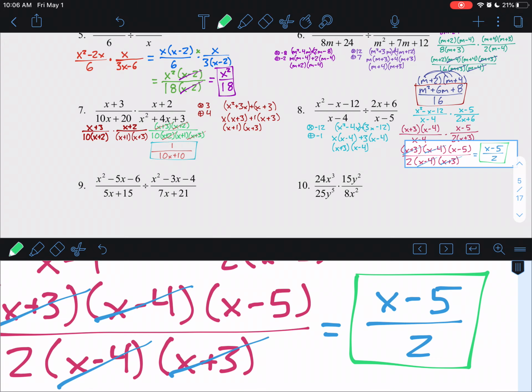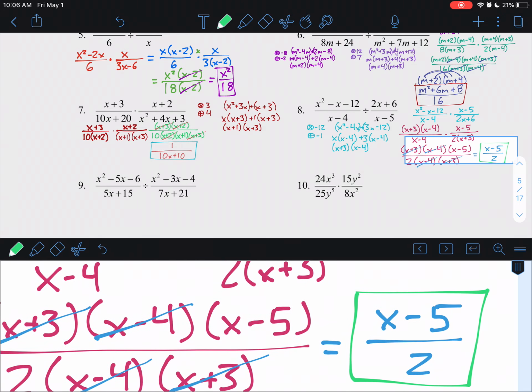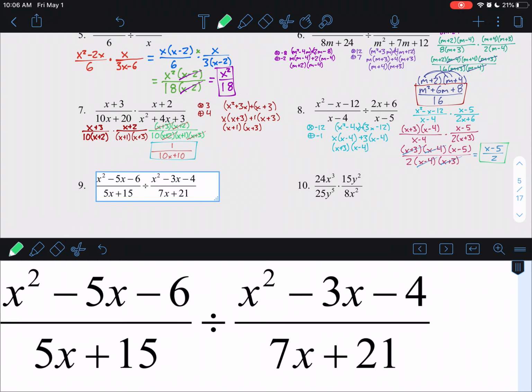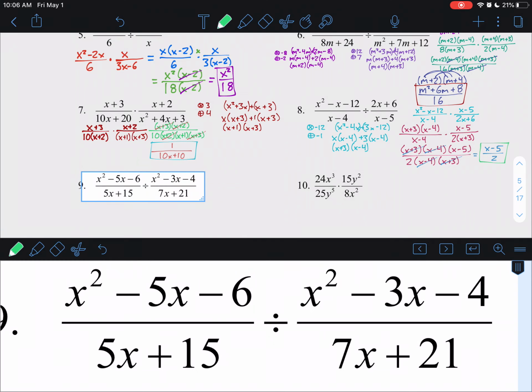All right, cool. And here's number 9. Number 9 doesn't look very nice at all.